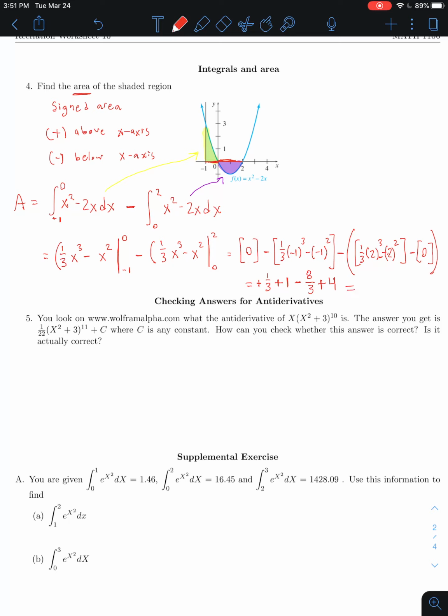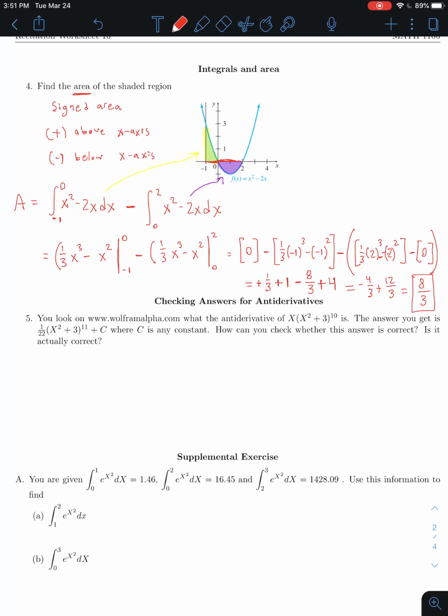Okay, and now we clean this up. So we have 1/3 plus 3/3 is 4/3. 4/3 minus 8/3 is -4/3. And then our 4 is 12/3. So our final answer is 8/3. The total amount of area in the yellow and the purple regions is 8/3.